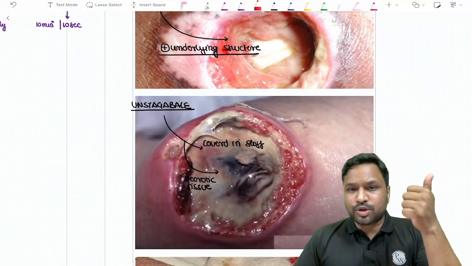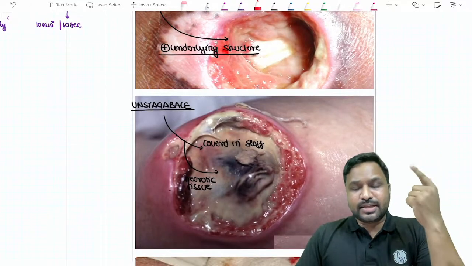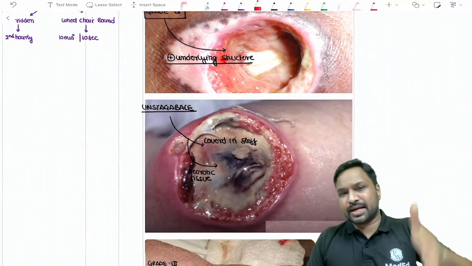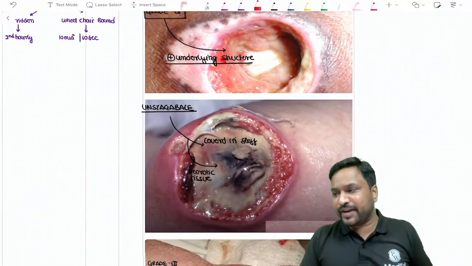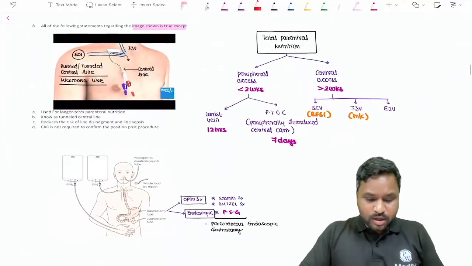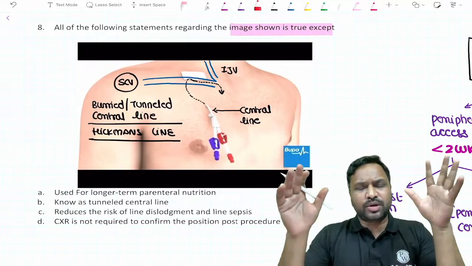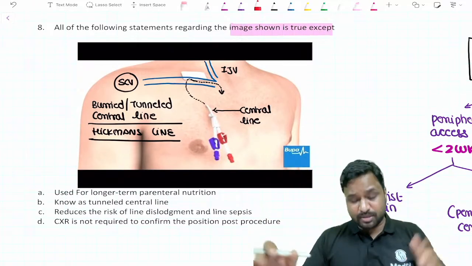Both the ASEPSIS wound score as well as the Southampton wound grading system are to evaluate surgical site infection. Both of them are for SSI, surgical site infection, right? Another important topic is nutrition. It's about the routes of nutrition. TPN is an important topic.